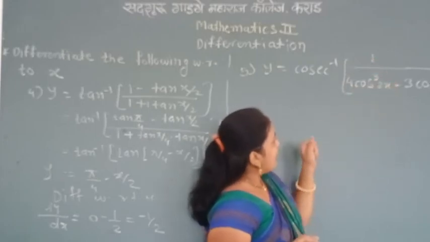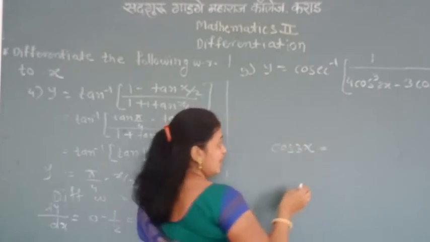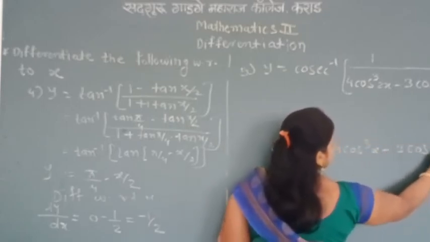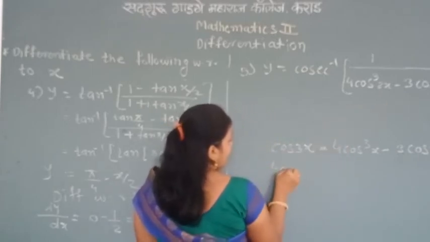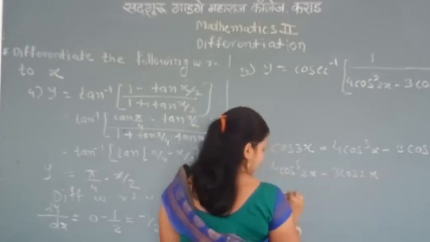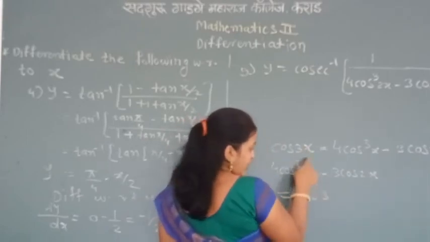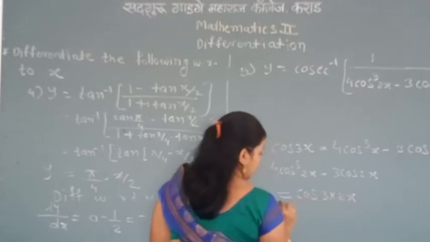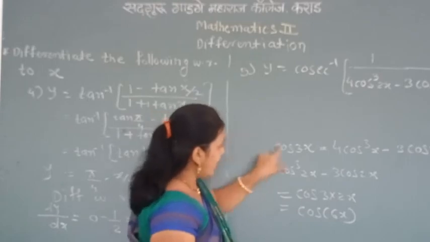So we know which formula? The cos 3x formula. What is the cos 3x formula? 4 cos cube x minus 3 cos x. This is my formula. So here, what is your given term? 4 cos cube 2x minus 3 cos 2x. That means this is the formula of cos 3 times the angle. Whatever angle, multiply by 3 here. What angle here? 2x. So this term we can convert to cos 6x. Correct?